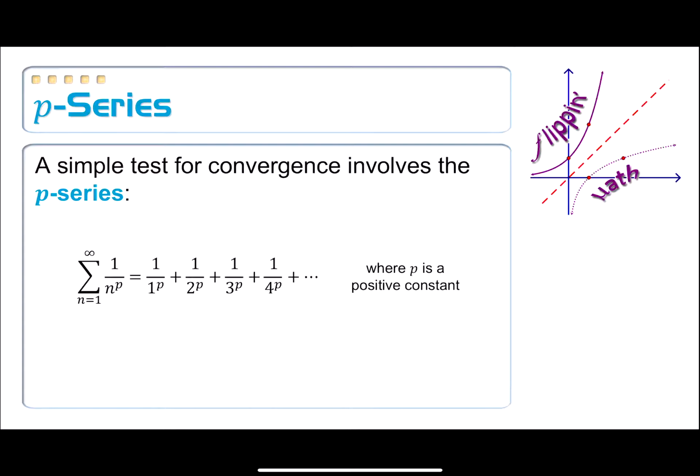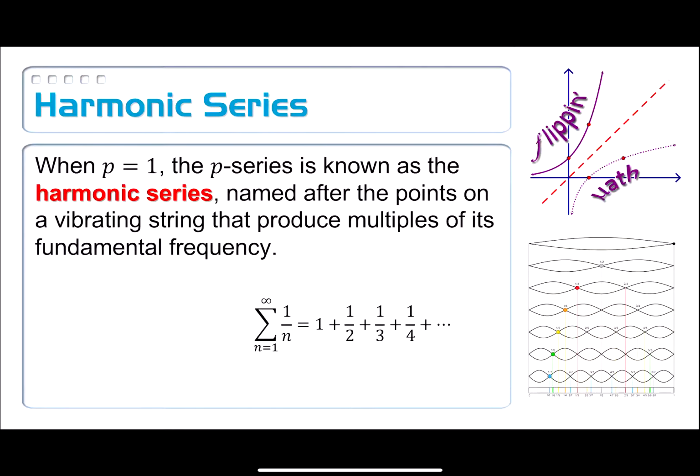So an example of a P series is the harmonic series. It happens when P is equal to 1. The reason why it's called a harmonic series is because it's named after the points on vibrating strings that produce multiples of its fundamental frequency. So here we have a given wavelength. If I cut that wavelength in half, I double the fundamental frequency and so on. I'm pretty sure that this was a property of vibrating strings that was discovered by Pythagoras.